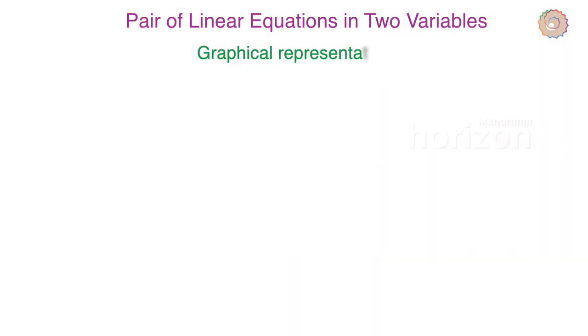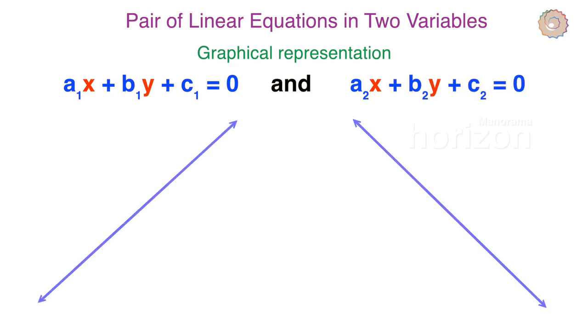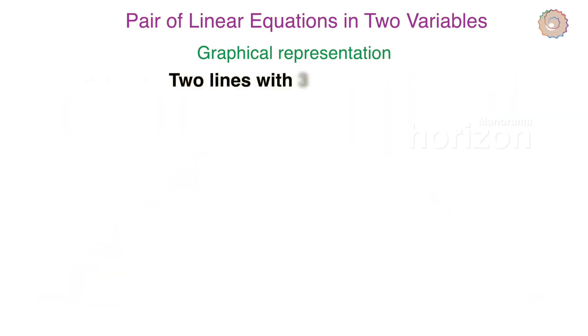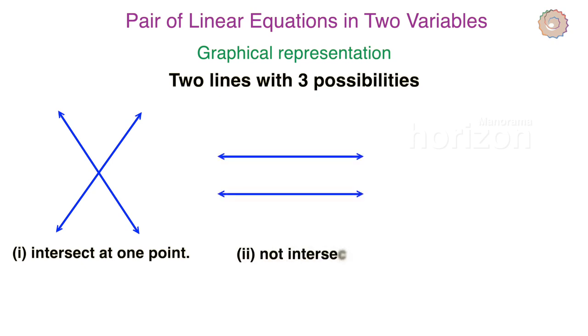When we come to its graphical representation, since each of the two linear equations forms a straight line, a pair of linear equations in two variables will have two straight lines. But that can come up as three possibilities. That is, they intersect at one point, or they will not intersect. That is, they are parallel, or else they are coincident.